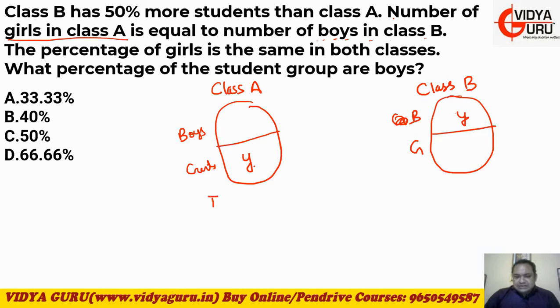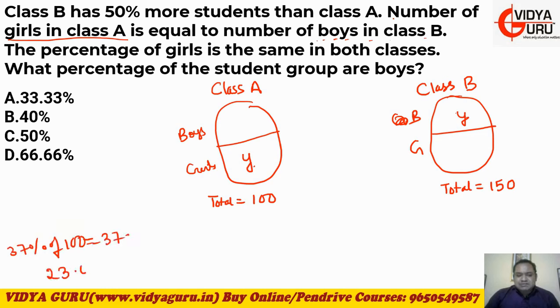You can assume that total students here to be 100, then total students here would be how much? 150. So why are we using this approach? Because finding any percentage of 100 is very easy. If I ask you to find 37% of 100, you can answer within a fraction of a second, 37. Even if I ask what is 23.09% of 100, immediately you can say the answer is 23.09. So whenever possible, we try to make things multiples of 100. Here we have that opportunity. Class B has 50% more students, that's why we assumed 100 and 150.